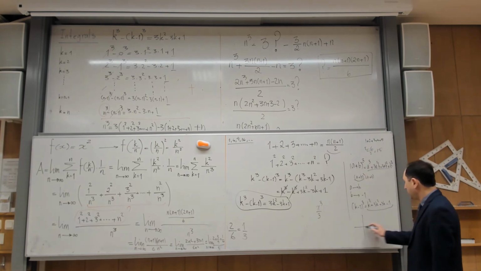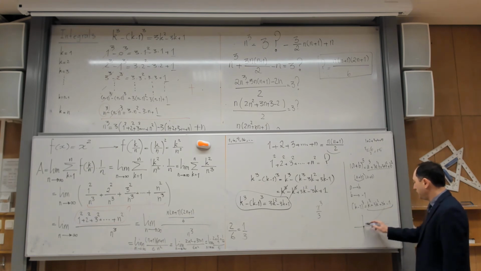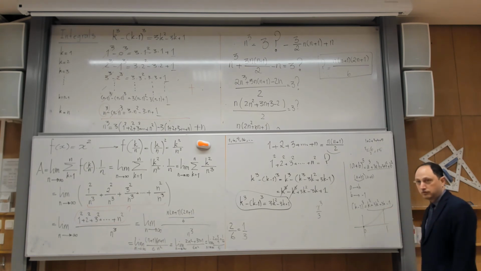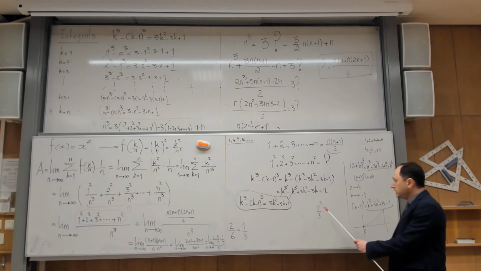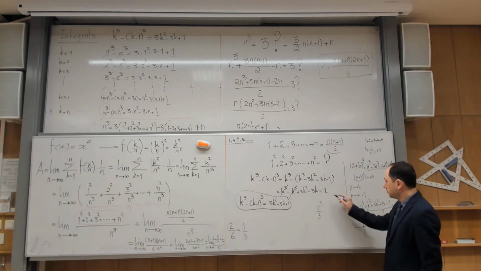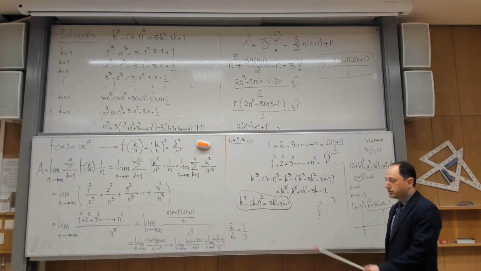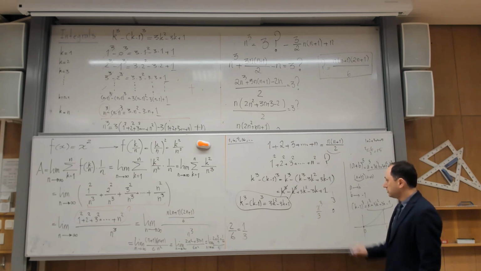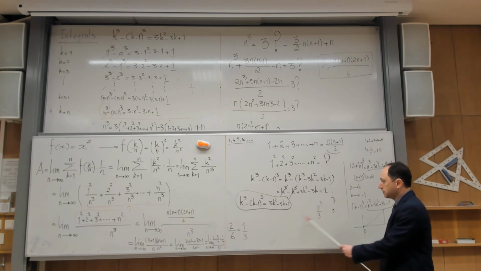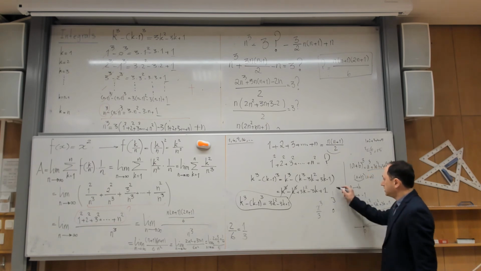So what was the area you are interested in? Between which numbers? 0 and 1. Newton realized: put 1 here, it becomes a third. Put 0 here, it becomes 0, and subtract them. That's your number. This is Newton's method.